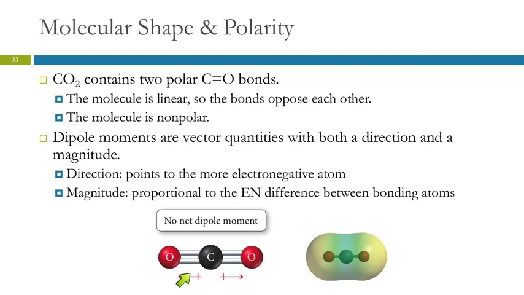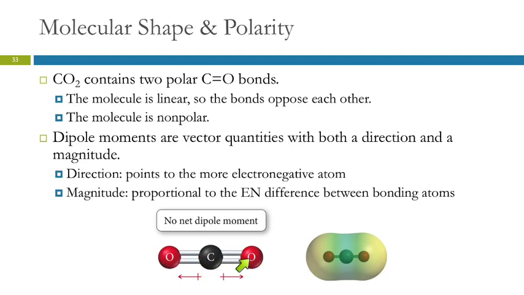These bonds are polar. Carbon and oxygen, not the same element. Oxygen is closer to fluorine, therefore we predict it's more electronegative. So the oxygen is going to pull the electrons away from the carbon. That's going to result in the oxygen end of this bond being slightly negative and the carbon end being slightly positive.